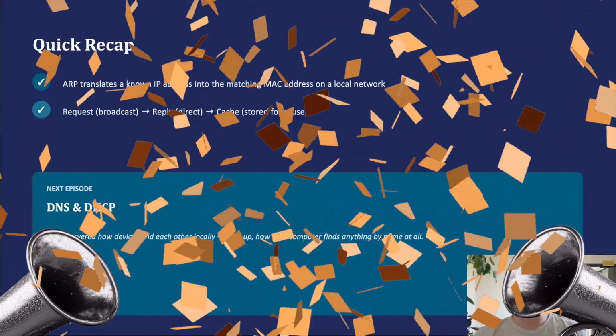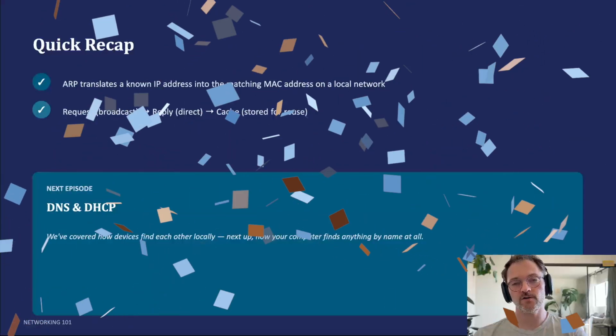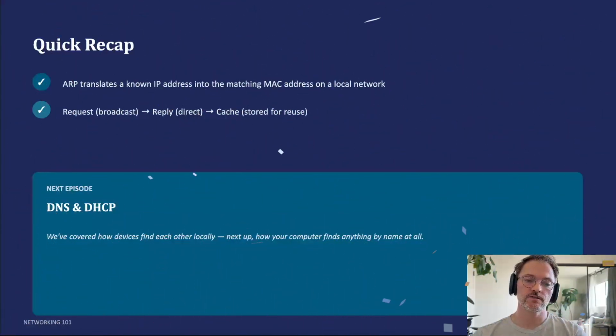All right, so what did we learn today? We learned that Address Resolution Protocol translates a known IP address into the matching MAC address on a local network. It starts with a request being broadcast to the entire network, a reply being sent directly to the requester, and then that MAC address being cached for future use.